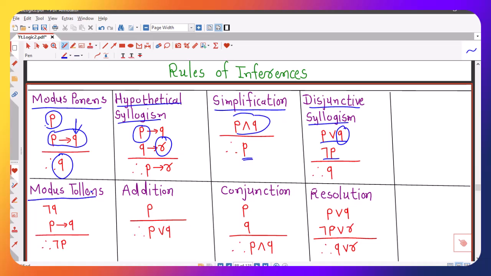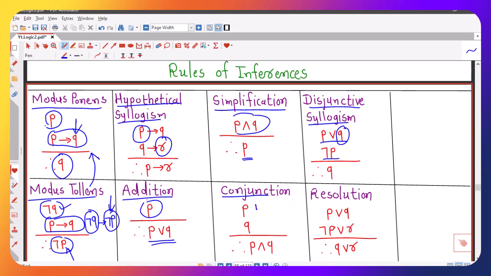Modus tollens says that whenever p implies q and here I have negation q, then I have negation p. This we can derive using modus ponens, and p implies q can be written equivalently as negation q implies negation p, and you can see here now we can apply modus ponens, and here we have to write conclusion which is negation p. Addition is whenever p is true, therefore p or q is also true. Conjunction is easy. Here we have p, q, therefore conjunction of p and q.